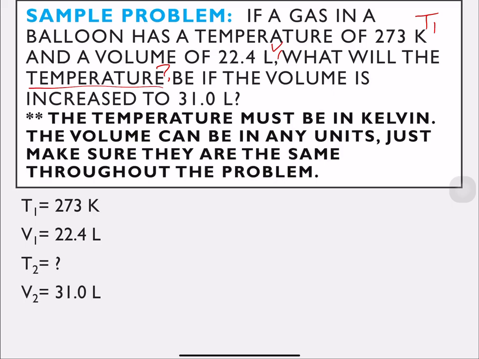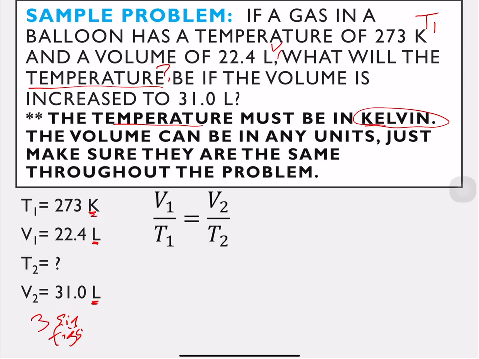Now, from these numbers, we can see all these numbers have 3 sig figs, and so we know our final answer has to be rounded to 3 sig figs. And also, our units of measurement for volume are the same. They're both in liters, and so we're good there. And then remember what I said before, the temperature has to be in Kelvin no matter what, and it is in Kelvin, so we're safe with that. So we can move forward.